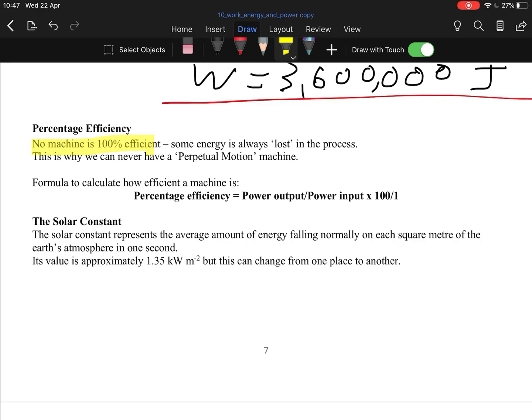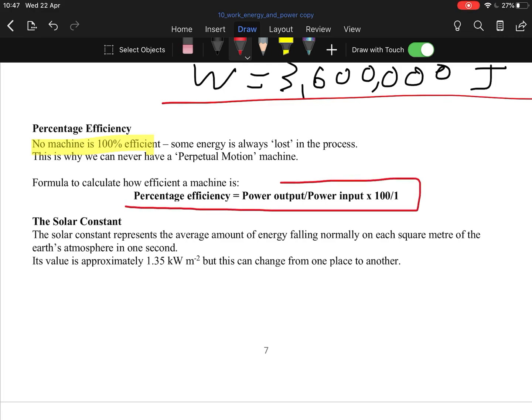Okay, you're going to lose some of the power to other things, like heat loss, things heating up, or movement or noise. That's why perpetual motion doesn't exist. It never will, because it can't. You'll always lose energy to some other form.